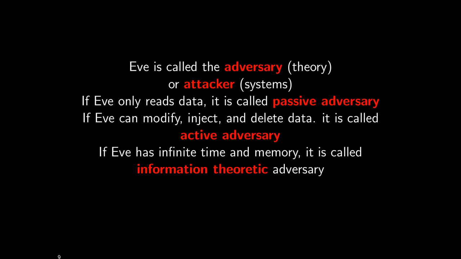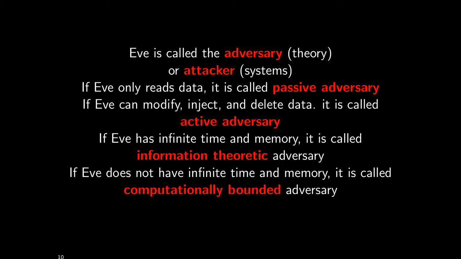But if Eve doesn't have this limitation, it's called an information theoretic attacker, meaning that the security doesn't rely on Eve not being able to do some computation fast enough. In practice, there are limits to computing power. You can have a finite amount of time, a finite amount of memory, and therefore it makes sense that Eve would actually be computationally bounded. A computationally bounded attacker just means an attacker who is limited to what is physically possible in terms of computation.